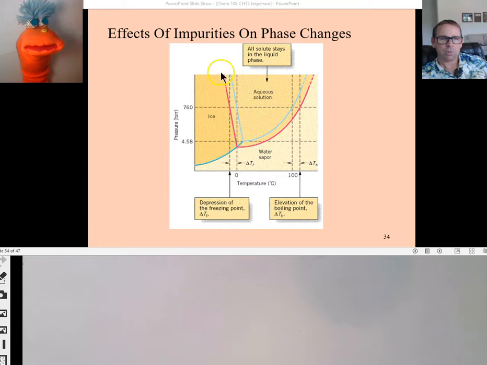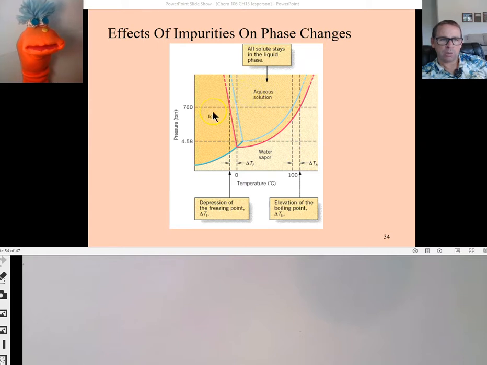And the red line is once we've added a solute to our water and created a solution. And you see here is solid, and here is high pressure, low temperature. So this is a liquid here. Here is our gas phase, low pressure, high temperature. So we have our solid, our gas, and our liquid.